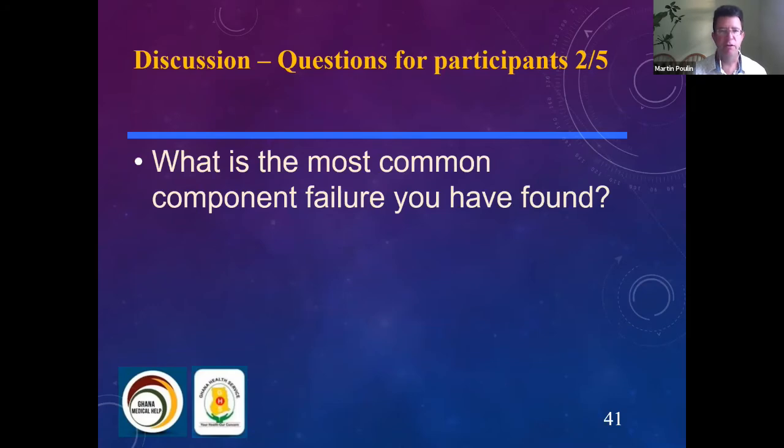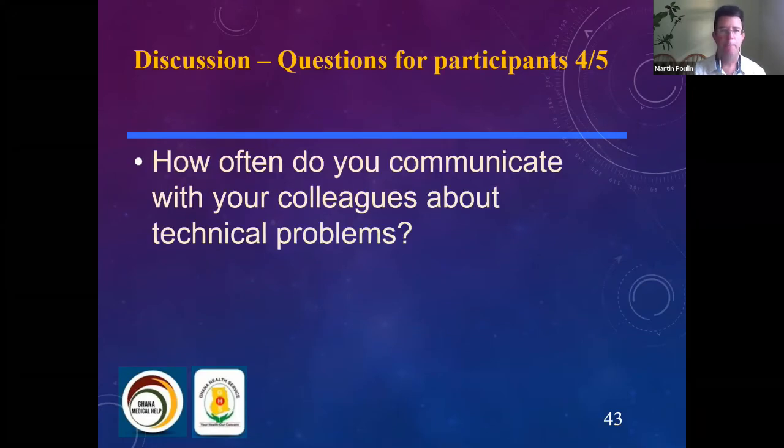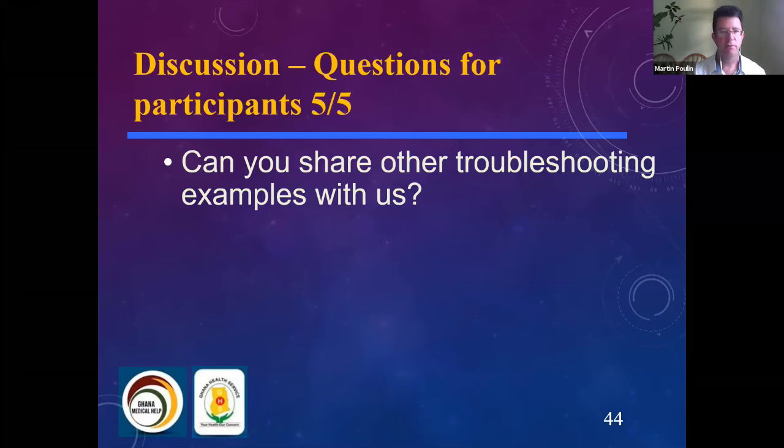And then so there's just the next question then, number 2. What is the most common component failure that you have found? So if you can indicate question 2 and what is the most common component that you think you found that has failed? Question 3, can you give us some examples of any glaring operator errors that we can share with the group? Question 4, how often do you communicate with your colleagues about technical problems? And then question 5, can you share with us any other troubleshooting examples?